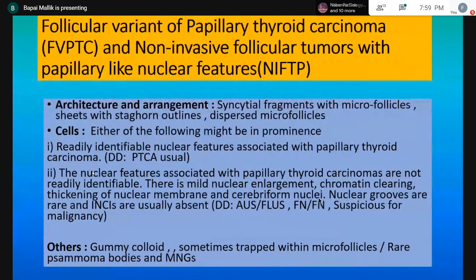But there have been situations where you have some amount of colloid in the background, and if you are not very aware, you might see the colloid and even call it benign. Most often, though, you would be a little bit careful. With the popularity of this particular phrase, AUS/FLUS, you might put it in that group, but usually not, because the cellularity is pretty high. So most often you would possibly put it in the follicular neoplasm / suspicious for follicular neoplasm group.